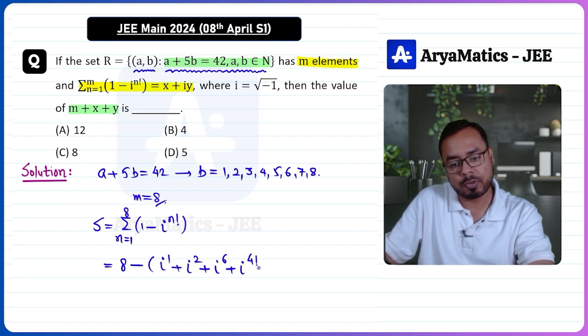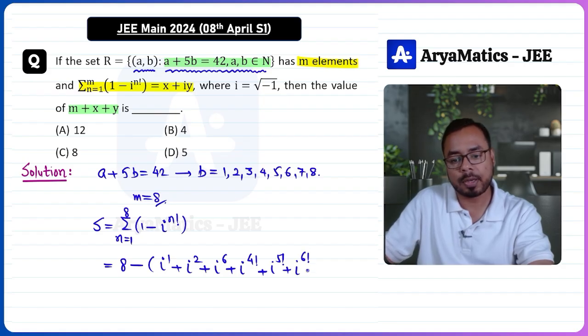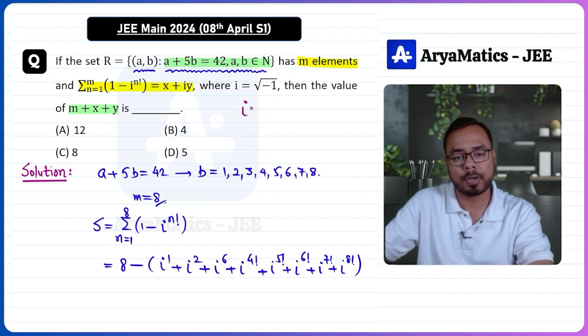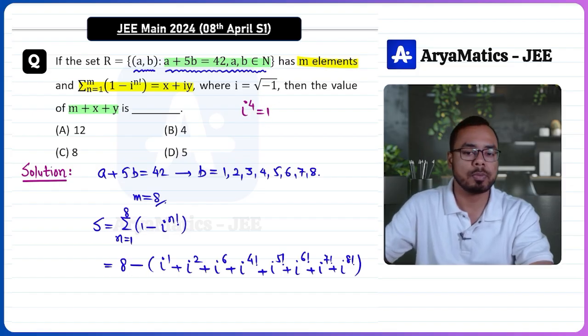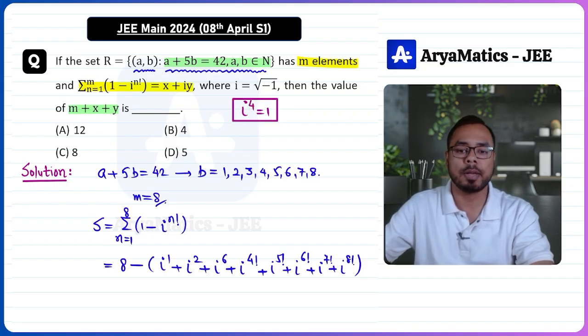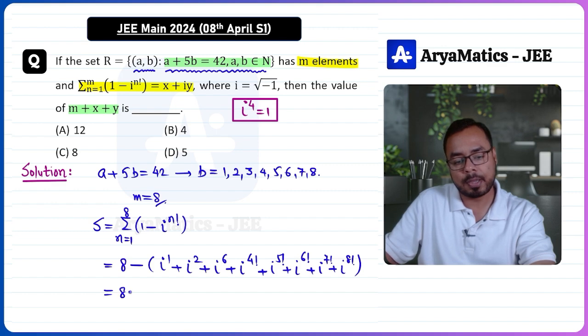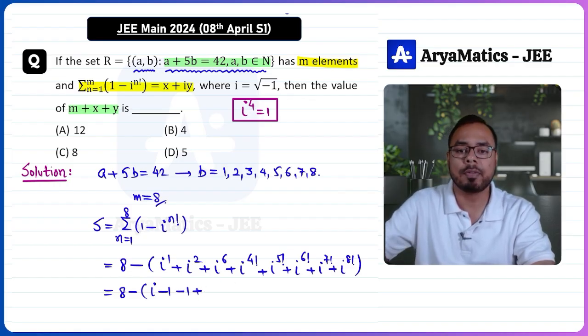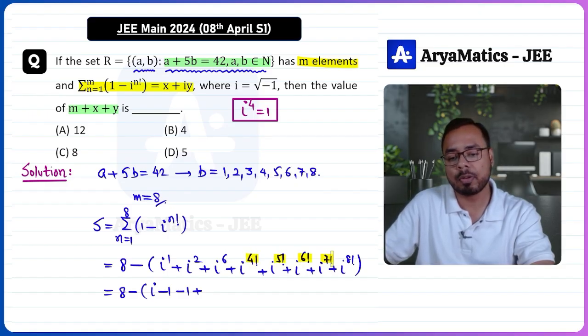And then we have iota raised to 4 factorial, iota raised to 5 factorial, iota raised to 6 factorial, up to iota raised to 8 factorial. And remember, iota raised to 4 is 1. Iota square is minus 1, and iota raised to 4 will be 1. So once the exponent of iota is 4 or a multiple of 4, the value of that term will be 1. So here this sum will become 8 minus, and then iota square is minus 1, iota raised to 6 is also minus 1. And after 4 factorial, all of these numbers are multiples of 4.